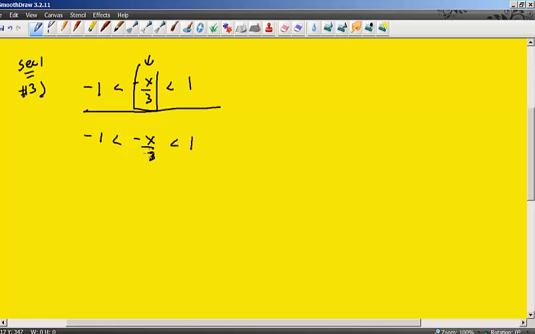So I have to get rid of the 3 here in the bottom, so I'm going to multiply everything by 3. Okay, that means all the way across. So these two will cancel out. So I'm going to get negative 3 is less than negative x is less than 3.